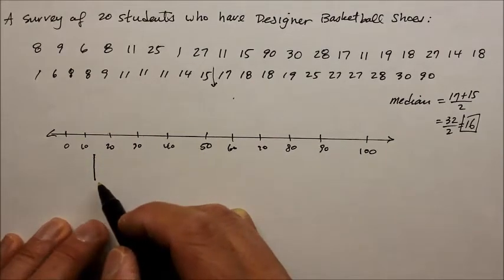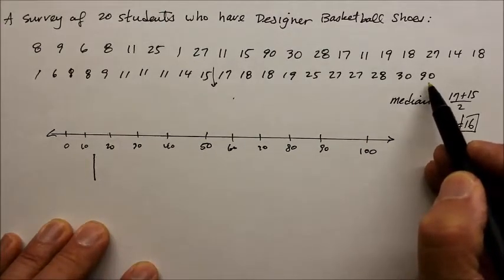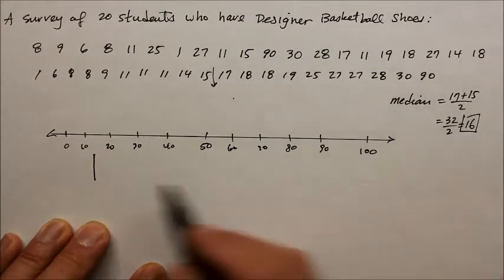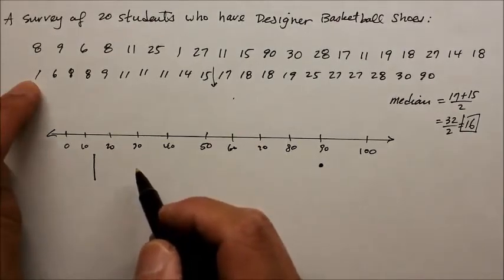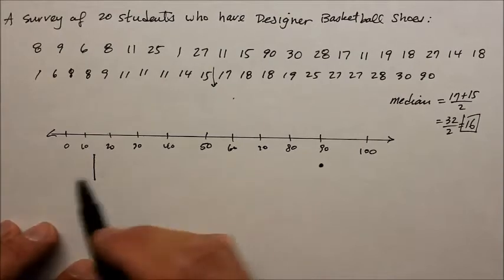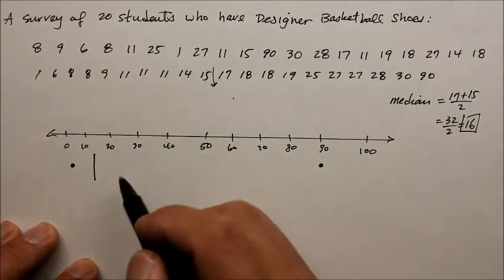And what is the maximum number? The biggest number, somebody actually has 90. 90 pairs of shoes. Some kid has just one pair of those fancy designer basketball shoes. So there's that. And now where are the boxes?